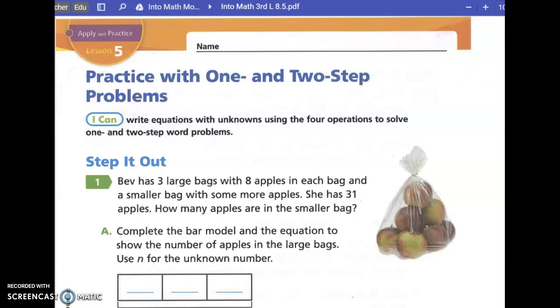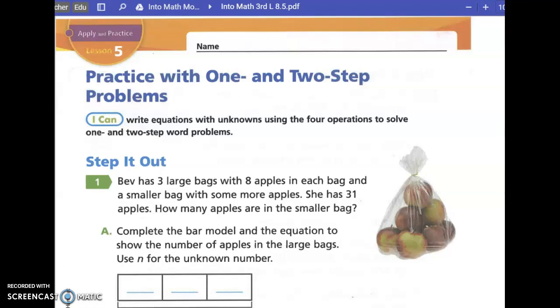Okay, today we're looking at lesson 5 in module 8. It is practice with 1 and 2 step problems. We did 2-step problems in lesson 4, so that'll just be a review, so hopefully you'll just be getting better at it. I can write equations with unknowns using the 4 operations to solve 1 and 2 step word problems. So let's review.